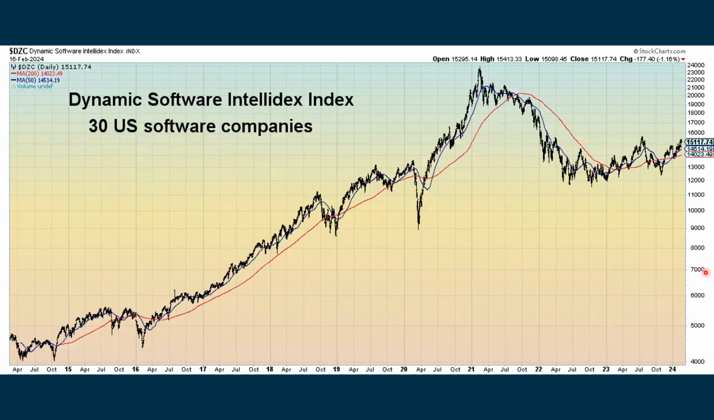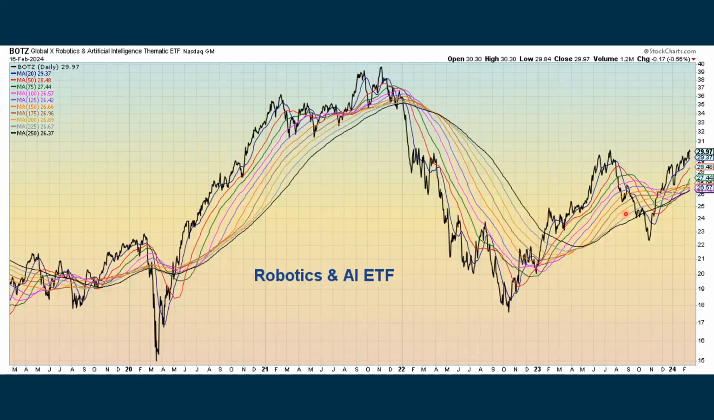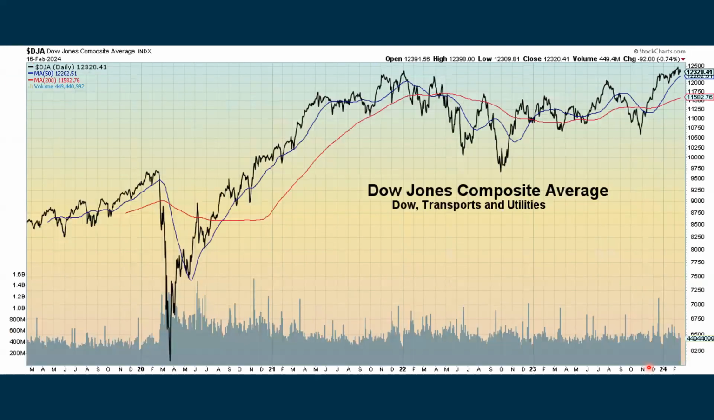And here's the biggest software companies, which are starting to go in a more solid uptrend. The mega caps, they're also in a solid uptrend as well. And the robotics and AI ETF is also showing an uptrend here. It hasn't quite broken out above this previous high yet. And even though it's doing well, it's been underperforming when we compare it to the tech sector. It's showing some improvement here, but it was really underperforming earlier in 2023.